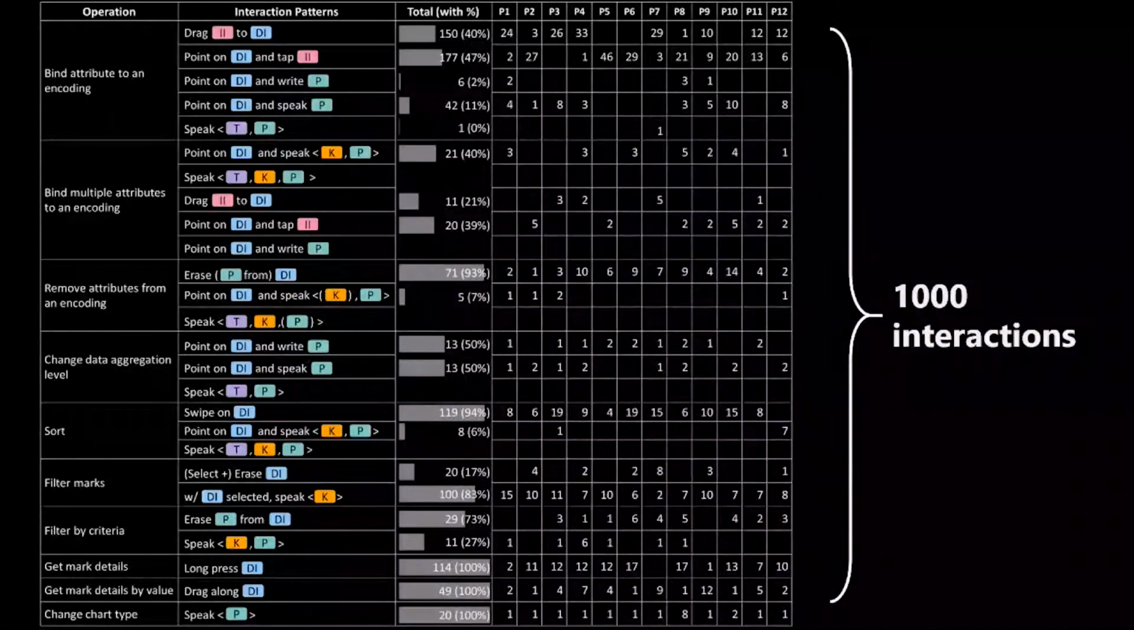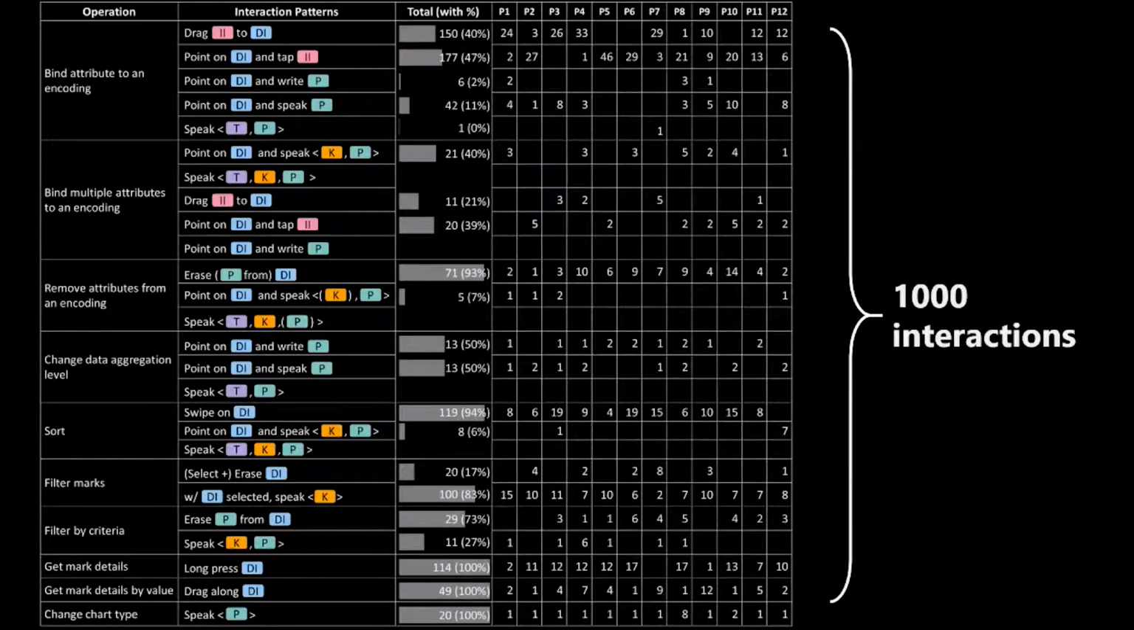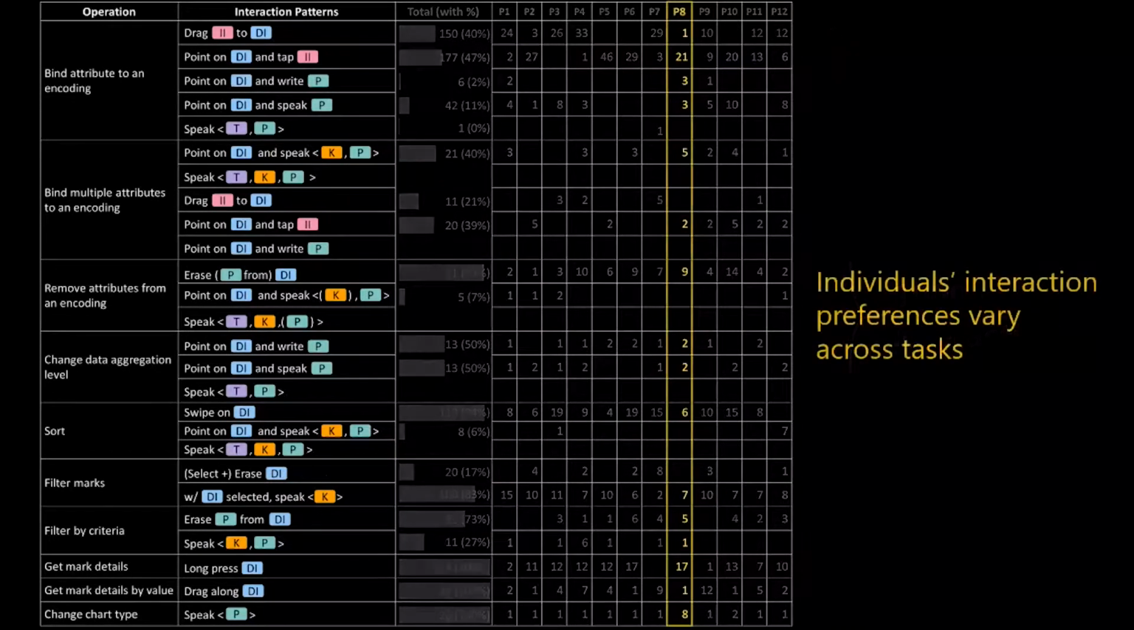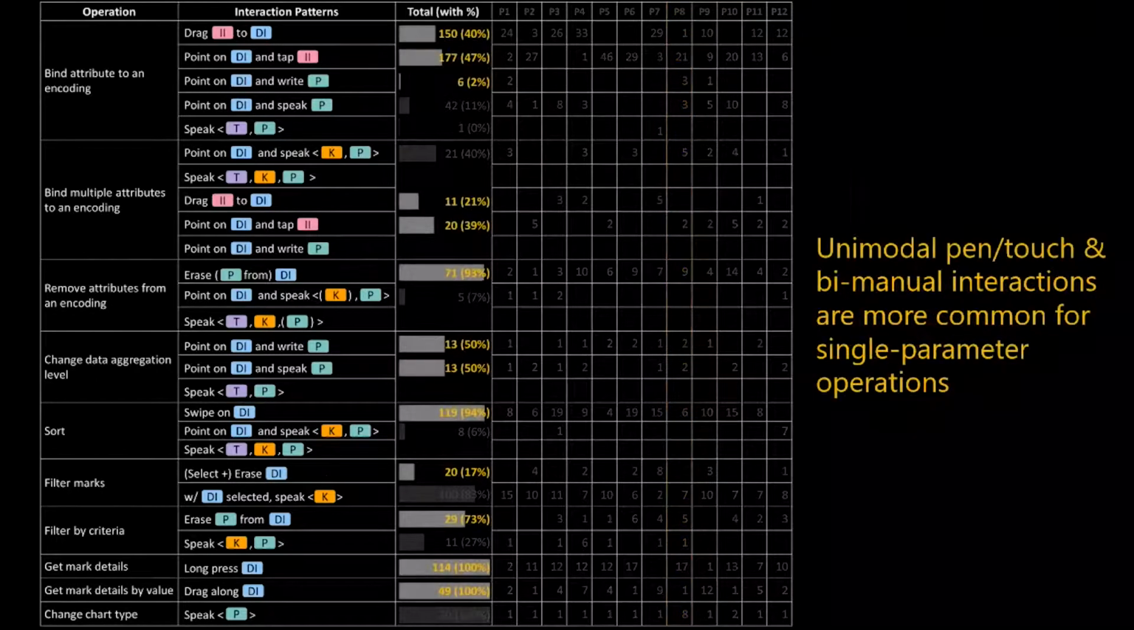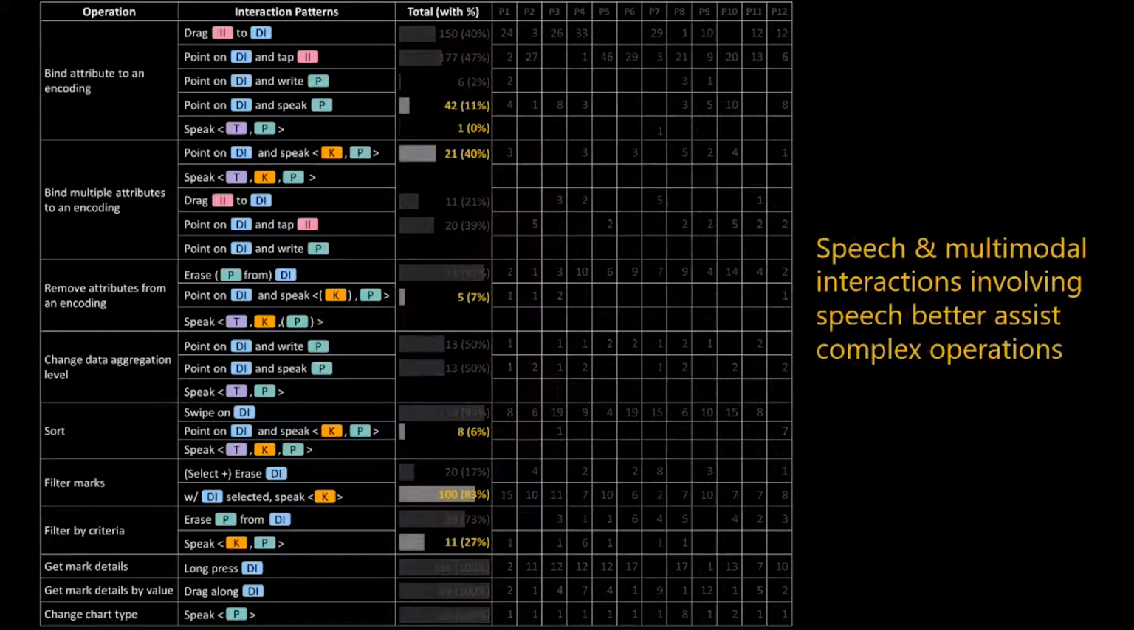Going a step further, we also analyzed the interactions participants performed during the study, and this helped us observe a number of interesting patterns. For instance, depending on the task context, individual users leverage different interactions for the same operation. Since many operations were supported through direct interactions with the view, quick pen and touch gestures were a popular choice for single-step operations. But for more complex operations involving multiple steps or parameters, participants preferred using speech or combining speech with pen or touch.